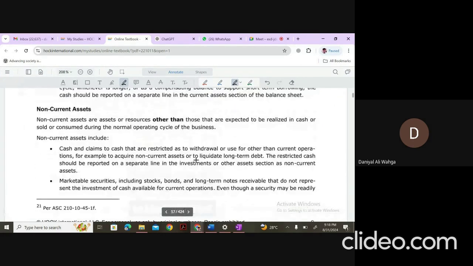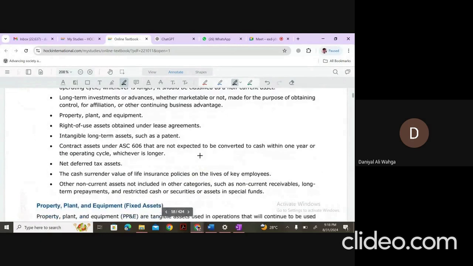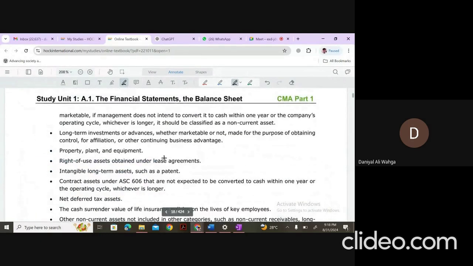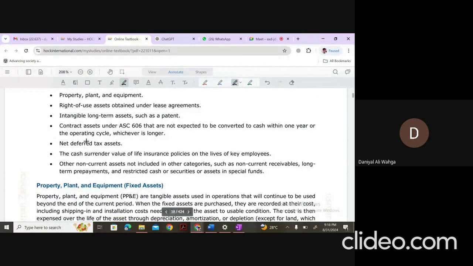Non-current assets include our property, plant, equipment, our development costs, our investments, our investment in associates, our intangible assets, our goodwill, and our right-of-use assets. Right-of-use assets are those assets which are recognized as per the IFRS 16 lease agreement. Then there are net deferred tax assets and the cash surrender value of life insurance policies on the key lives of the employees.